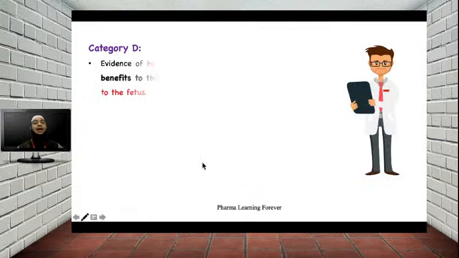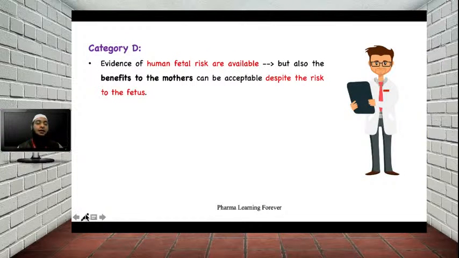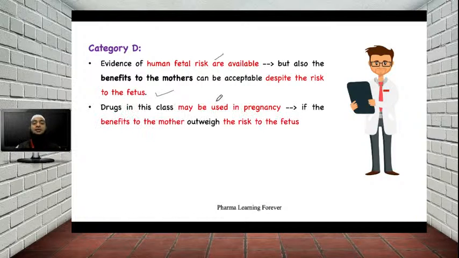The fourth category is category D drugs. In this category, there is evidence of human fetal risk, but the benefit to the mother can be accepted despite the risk to the fetus. Because if you are not giving medicine to the mother, it may create problems for both the mother as well as the fetus. What it means is there is more benefit to the mother compared to the risk to the fetus. So drugs in this class may be used in pregnancy.